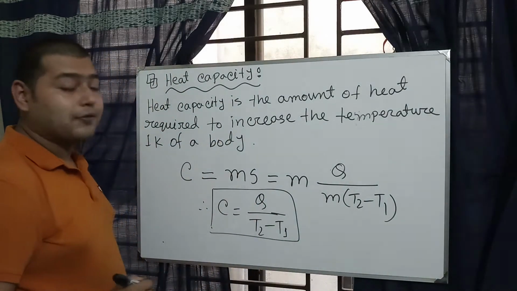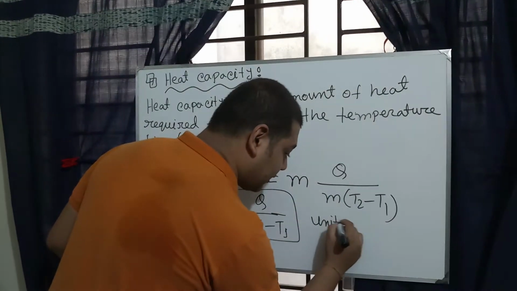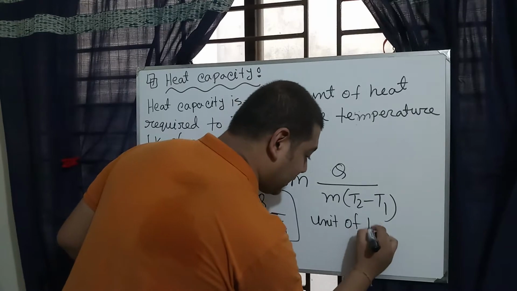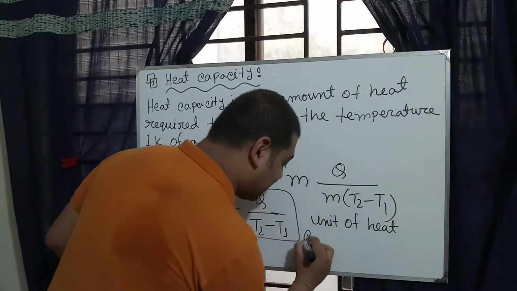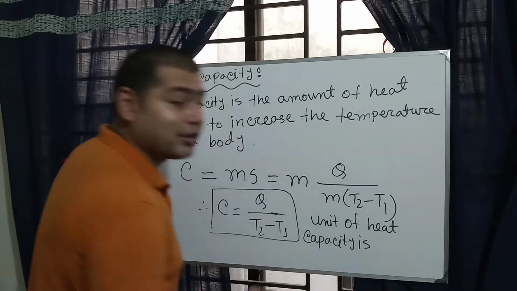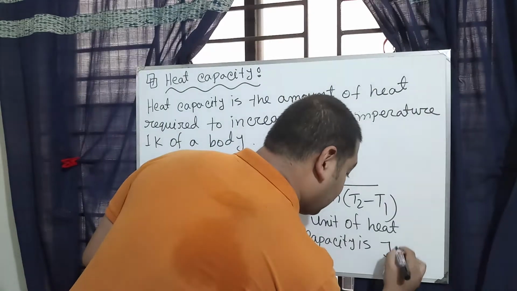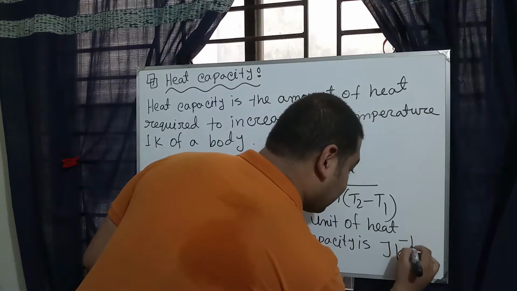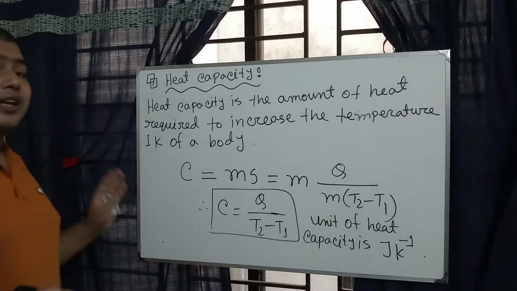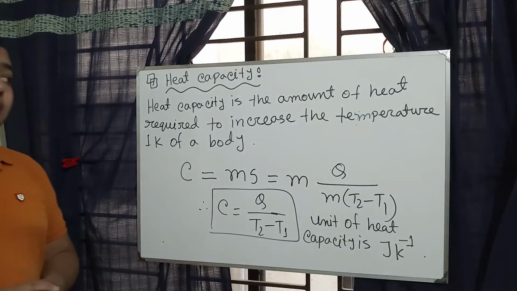The unit of heat capacity is joule per Kelvin.